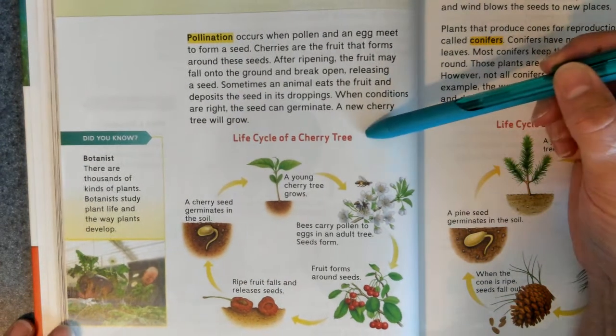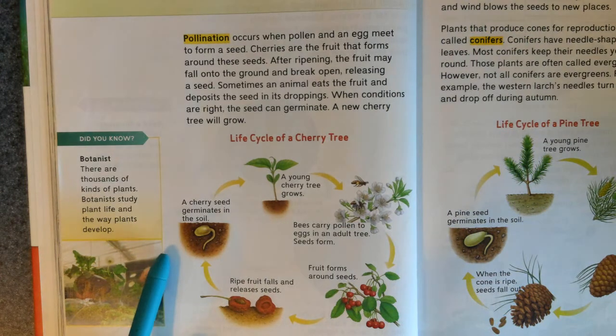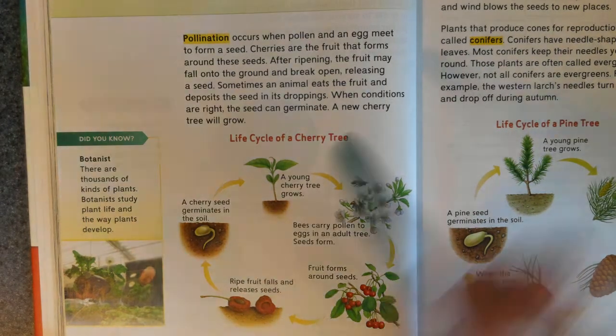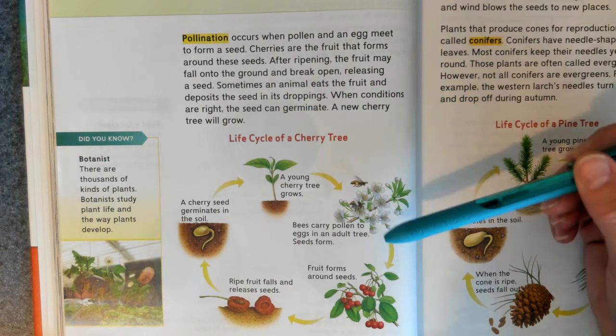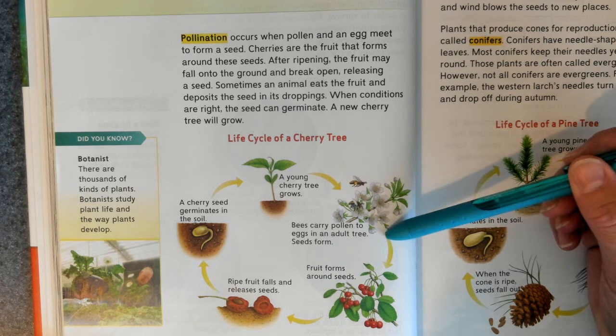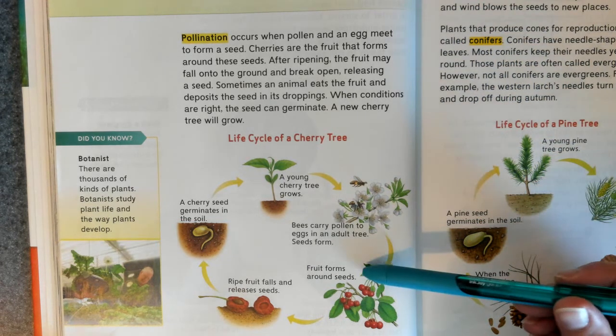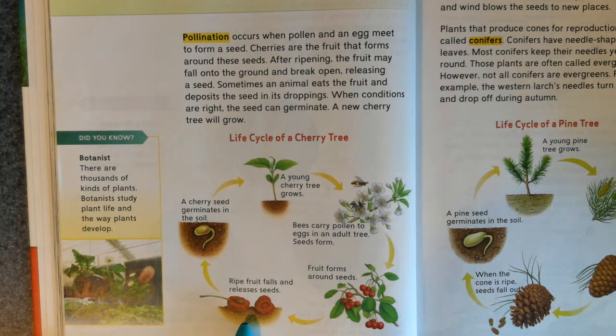And this is the life cycle of a cherry tree. A cherry seed germinates in the soil. A young cherry tree grows. Bees carry pollen to eggs in the adult tree. Seeds form. Fruit forms around the seeds. Ripe fruit falls and releases seeds.